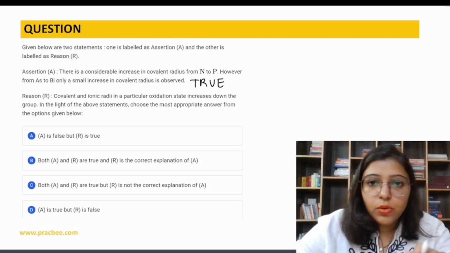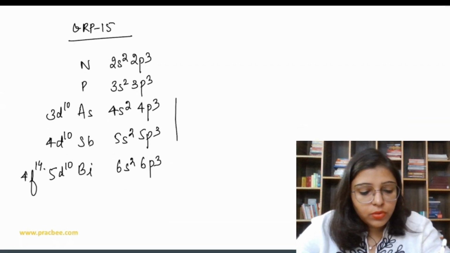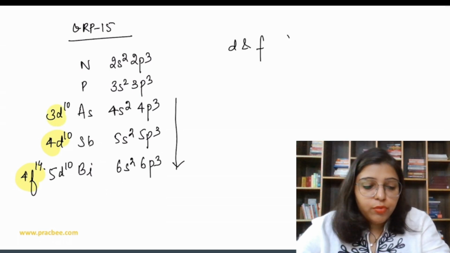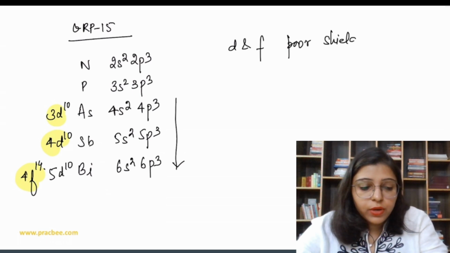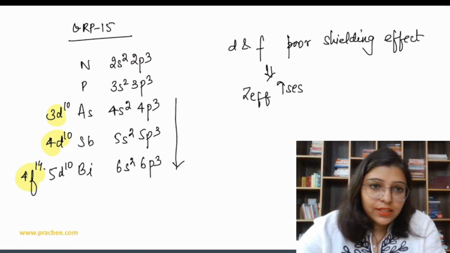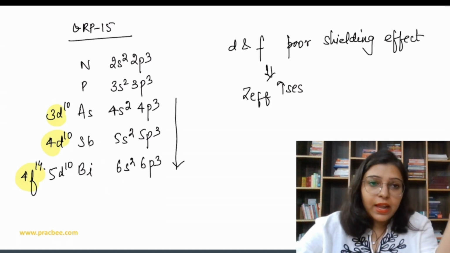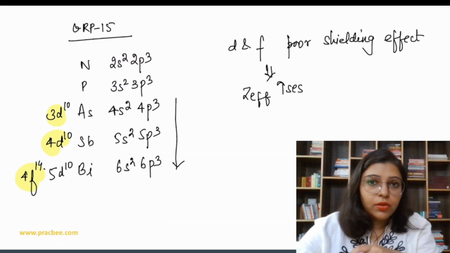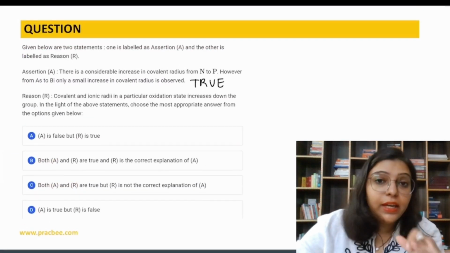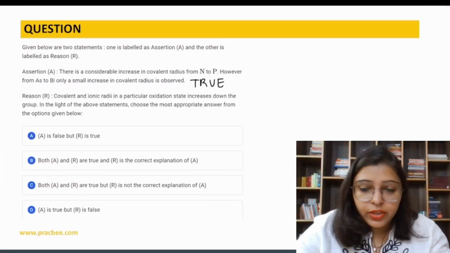However, from arsenic to bismuth only a small increase. Why? Because we have 4d and 4f, right? So they have poor shielding effect. So d and f have poor shielding effect. Due to poor shielding effect, Z effective increases, and if Z effective increases, effective nuclear charge increases, then valence electrons are closer to the nucleus. So we do not have any significant change in the covalent radius in terms of magnitude. So yes, this is true. We can say this is true.